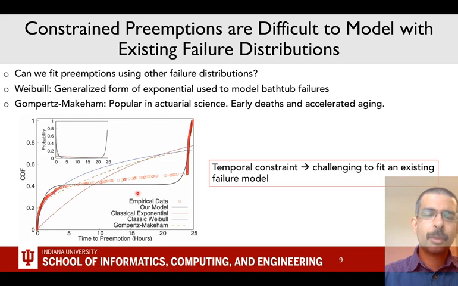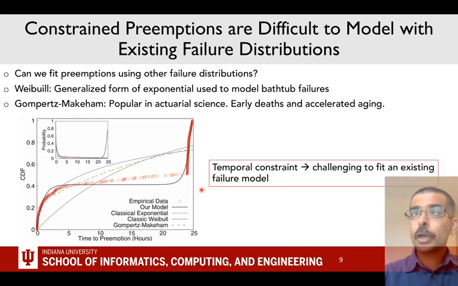Similarly, we also looked at some other distributions from other domains. For example, the Gompertz-Makeham distribution is popular in actuarial sciences, where you want to capture early infant mortality, which is high, then a fairly low mortality rate during the Middle Ages, and then an accelerating aging effect as people get older. That Gompertz-Makeham distribution is shown by the dotted line here, and again, it's not able to capture and fit the data that we have. In all cases, the reason is that because we have this sharp temporal constraint of 24 hours, it's very challenging to fit existing failure models.